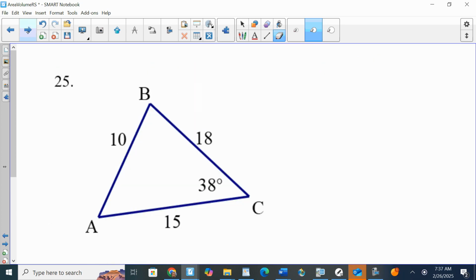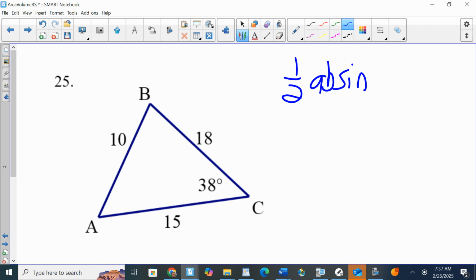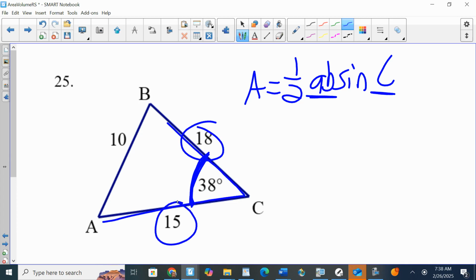And finally, area of a non-right triangle. Triangle area, half A, B sine C. That's your formula, where A and B are sides and angle C is the included angle. We need 2 sides in the included angle. So if the angle that I have here is 38, the sides I need to use would be the 15 and the 18. It's like SAS from triangle proofs and from similar triangles. I need 2 sides in the included angle. Once I have those, I just pop them into half A, B sine C.